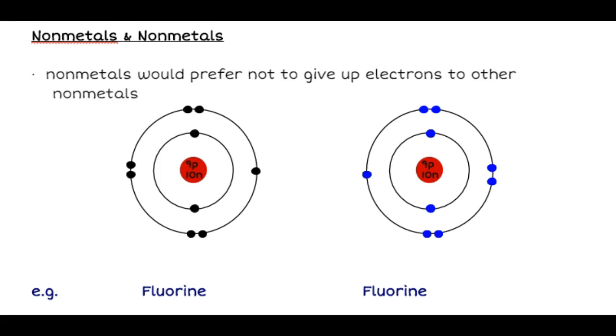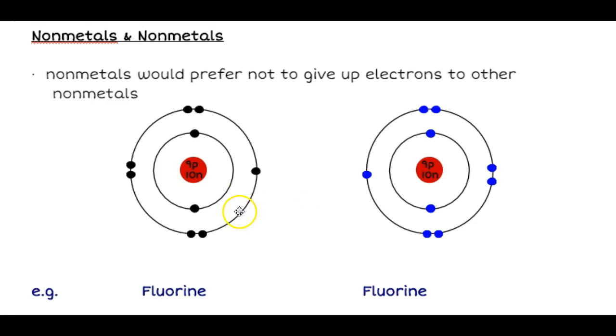Okay, and so we've talked about metals and metals, they make alloys. We've talked about metals and nonmetals. Well, the metals donate electrons to the nonmetals. But what about when we take nonmetals and try to react them with other nonmetals? Well, here's the thing. I'm going to use fluorine as an example, but I could have used other elements.